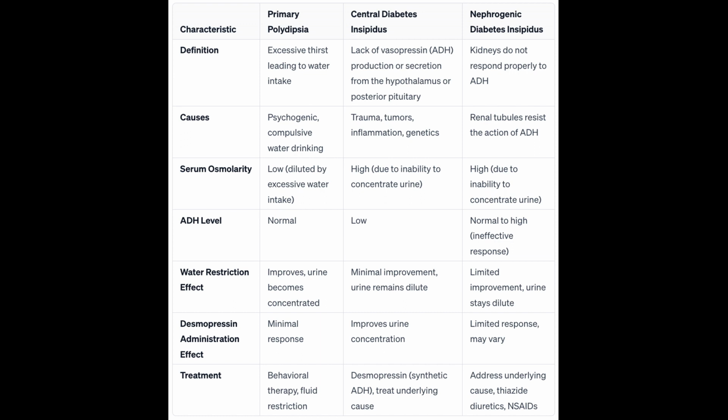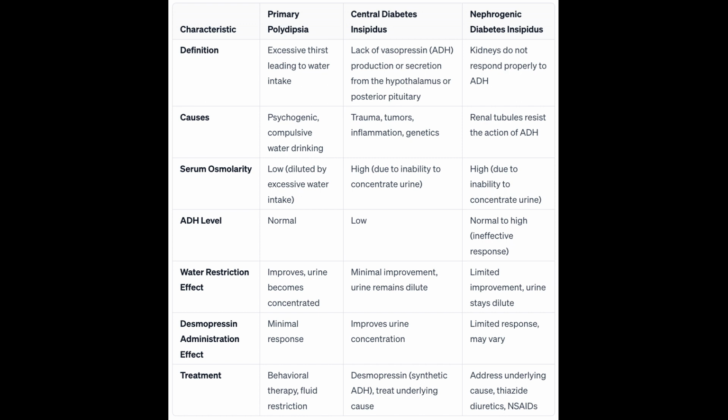4. Release trigger. Release of ADH is stimulated by various factors, including an increase in blood osmolality, the concentration of solutes, or a decrease in blood volume. Osmoreceptors in the hypothalamus detect changes in osmolality, while baroreceptors in blood vessels sense changes in blood volume and pressure. 5. Release into circulation. When these stimuli are detected, nerve impulses cause the release of ADH into the bloodstream from the nerve terminals in the posterior pituitary.